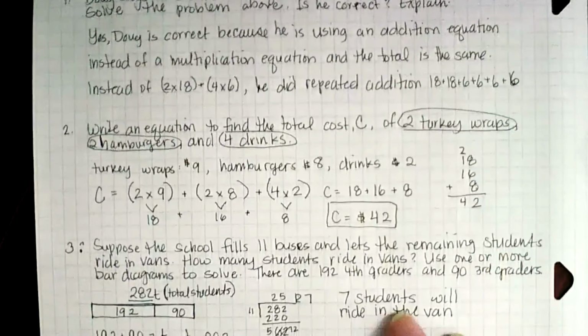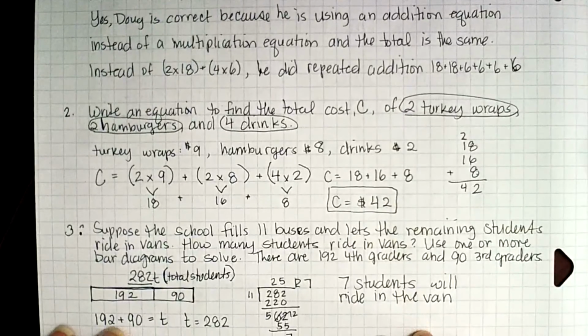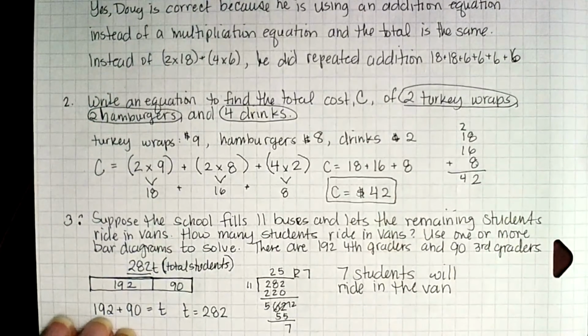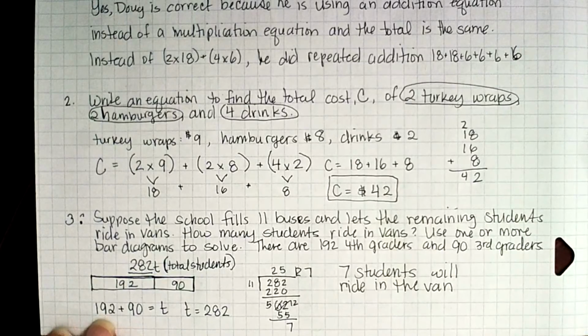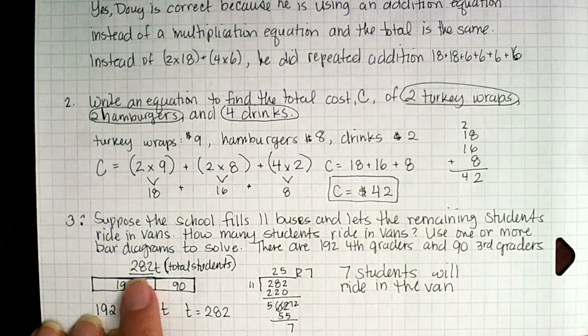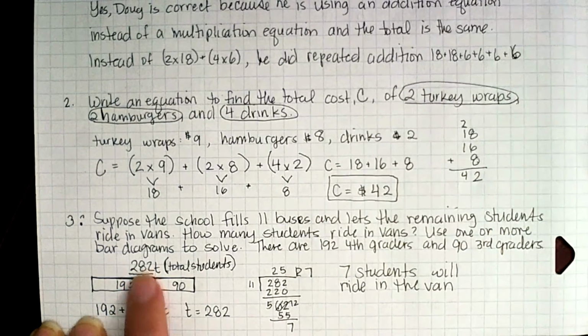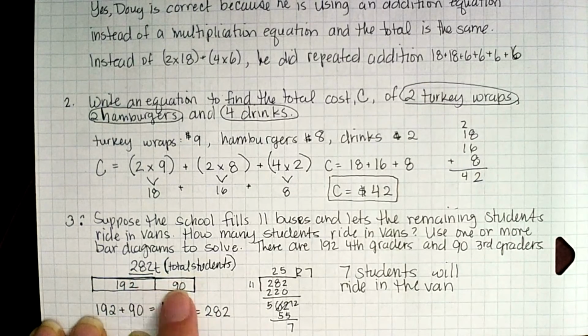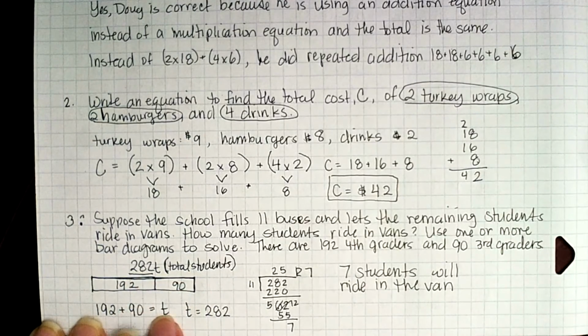Now for our last question, it says, suppose the school fills 11 buses and lets the remaining students ride in vans. How many students ride in vans? Use one or more bar diagrams to solve. Now we know there were 192 fourth graders and 90 third graders. So 282 is the total number of students. 282 is equal to T, and T is my total number of students. So I put 192 plus 90 to find out the total number.